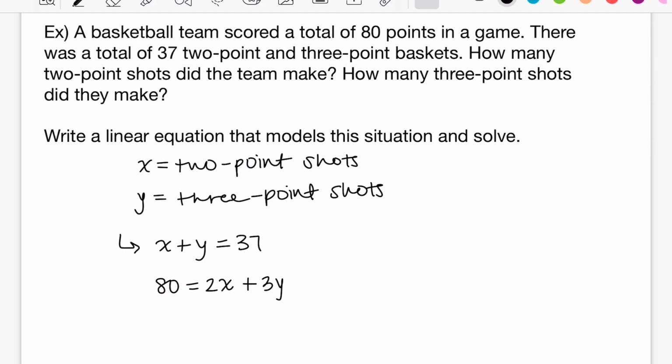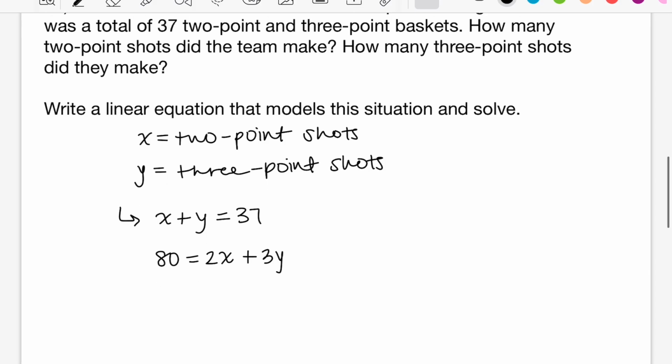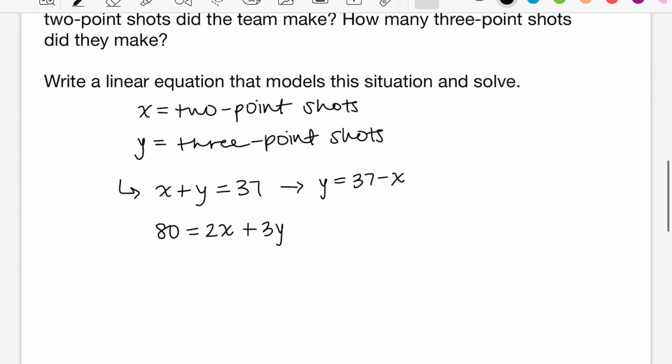And then we'll do the same thing that we did above. We will rewrite our equation in terms of one variable. So let's find x first. And you can find y first also, whichever you feel like. But we're going to find x first. So I'm going to solve for y here. So y is equal to 37 minus x.